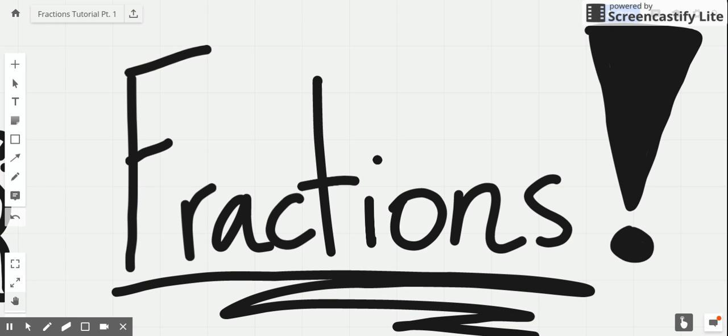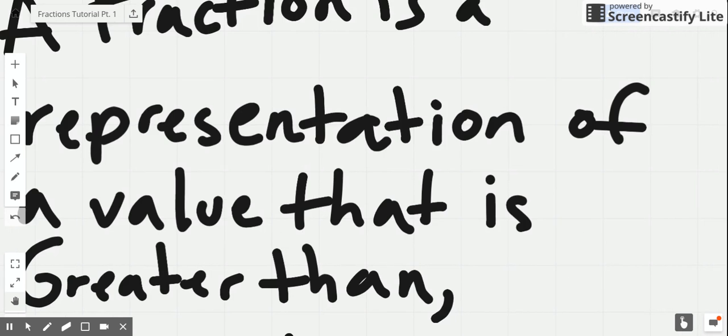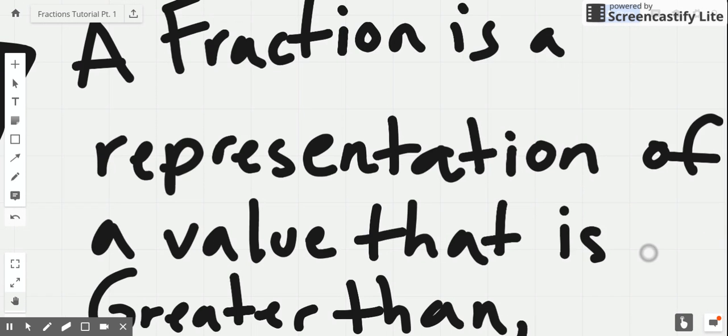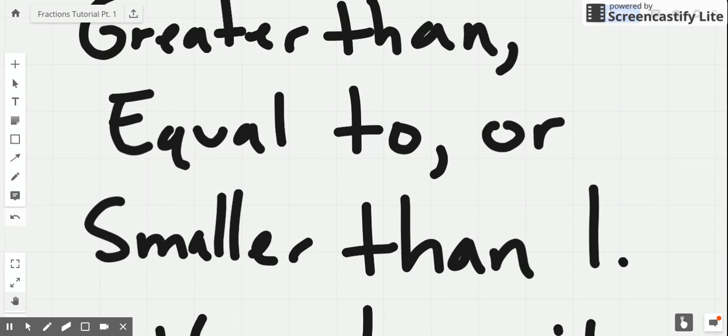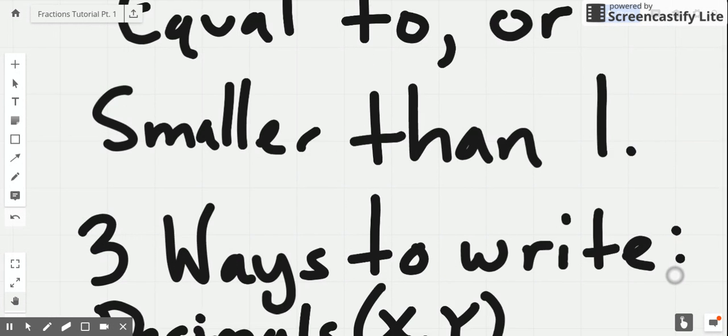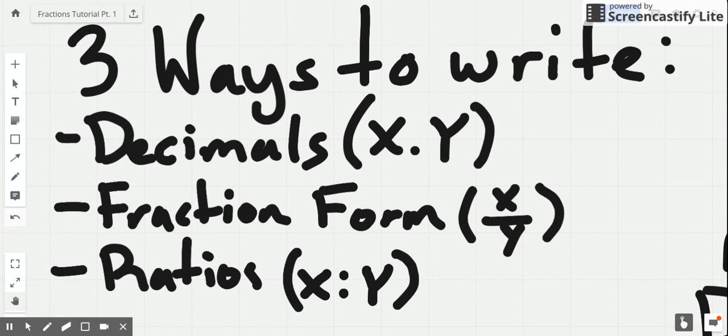So what exactly is a fraction? A fraction is a representation of a value that is greater than, equal to, or smaller than the value of 1. And there are three ways to write them. These are decimals, writing it as in decimal form, writing it in fraction form, or writing it as a ratio. Decimals and ratios will get their own video. In this video, I'm going to be more focused on the actual fraction form and how to use that. And it's the rules that surround the fraction form and writing it.